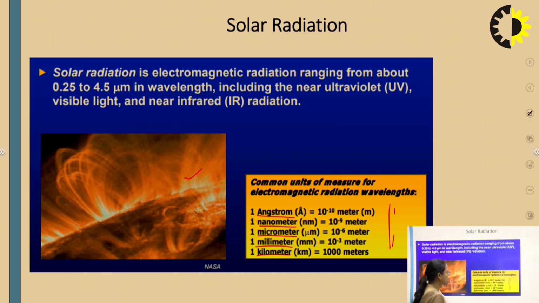1 angstrom is equal to 10 raised to power minus 10 meter. 1 nanometer is equal to 10 raised to power minus 9 meter. 1 micrometer is equal to 10 raised to power minus 6 meter, and 1 millimeter is equal to 10 raised to power minus 3 meter, while 1 kilometer is equal to 1000 meter.